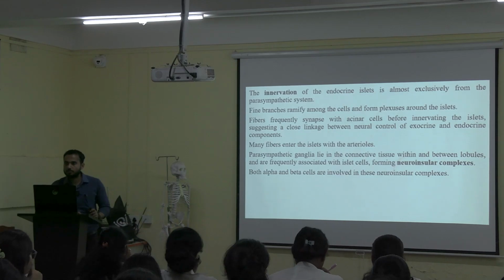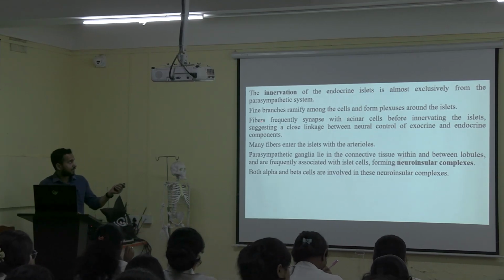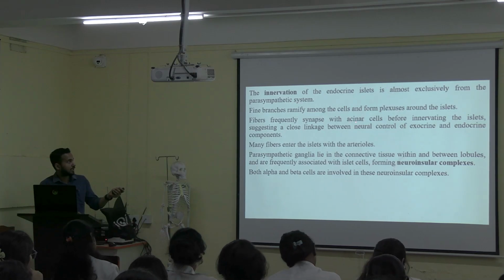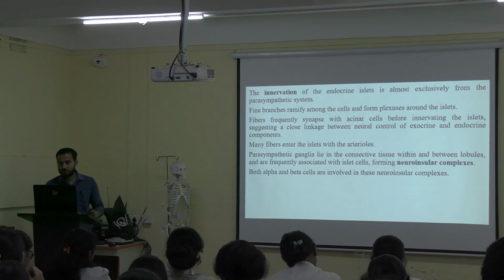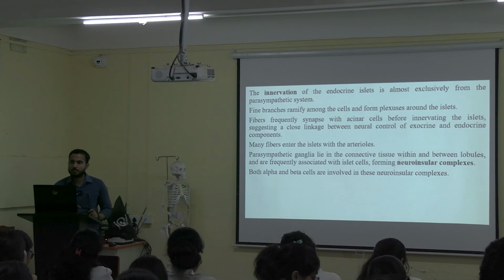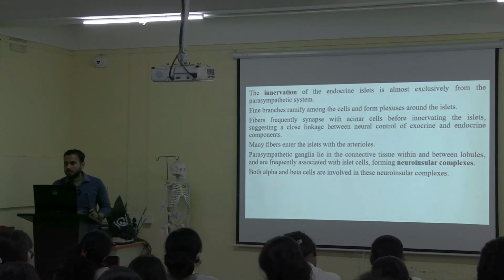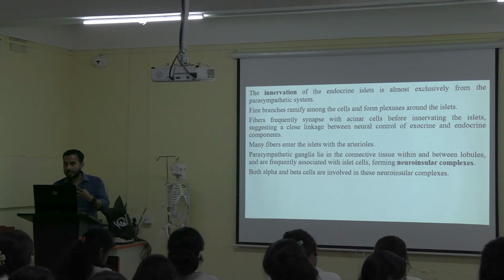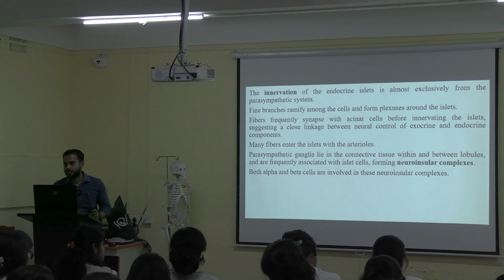Okay, so first of all they will form plexus around the islets. Now these particular fibers will synapse with the acinar cells before innervating the islets. So first it will be synapsing, it will be supplying the acinar cells. After that it will supply the cells of the islets.